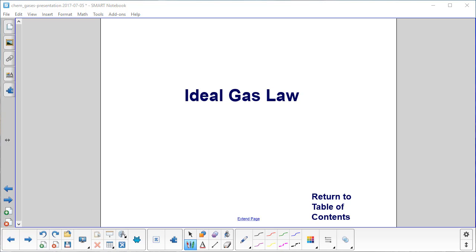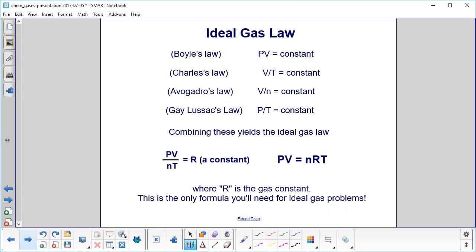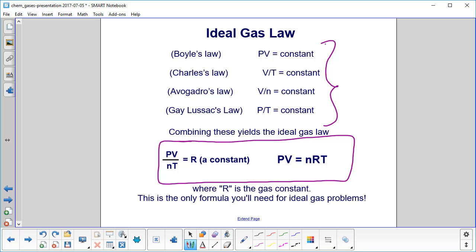We're now ready to combine the four gas laws that we've worked on into one single overarching ideal gas law. To refresh our memories, here are the four laws: Boyle's law, Charles, Avogadro, and Gay-Lussac. You can combine those, and a cool thing to do is check out Wikipedia, look up ideal gas law, and it actually shows you how to take these various equations and come up with right over here. This is the ideal gas law.